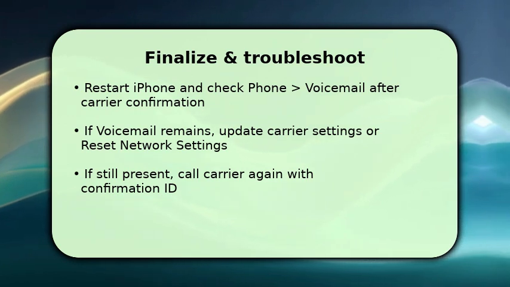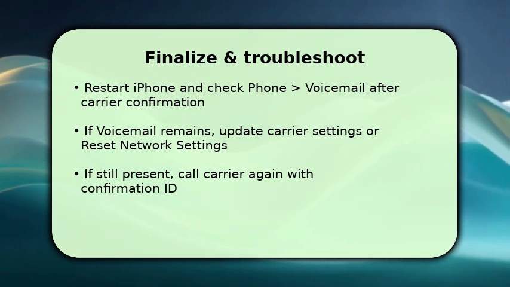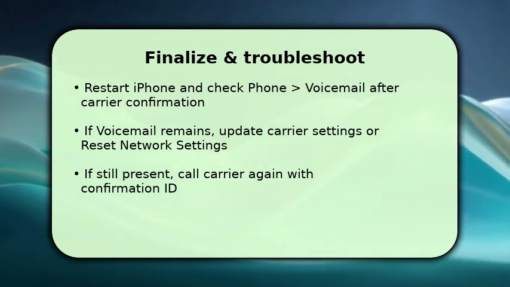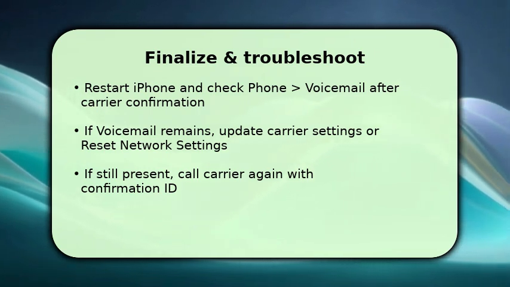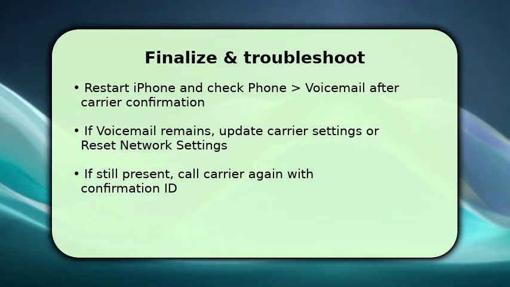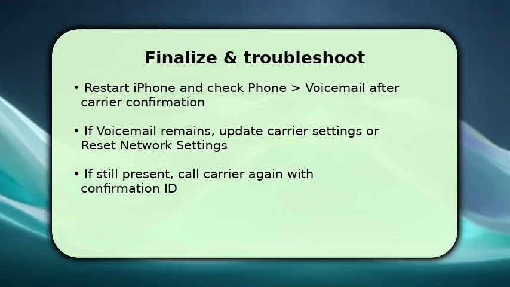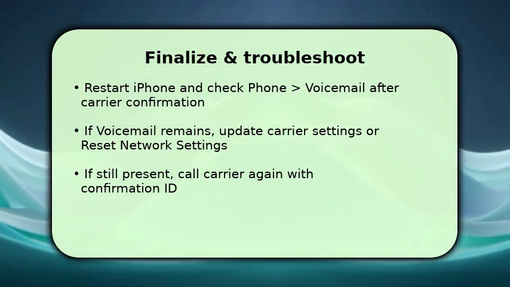If you still see visual voicemail, go to Settings, General, About to trigger a carrier settings update. If needed, reset network settings and reboot. If the voicemail tab persists, contact the carrier again with your confirmation ID and ask them to verify server-side removal. That final call usually resolves lingering entries, because the iPhone reflects what the carrier serves.